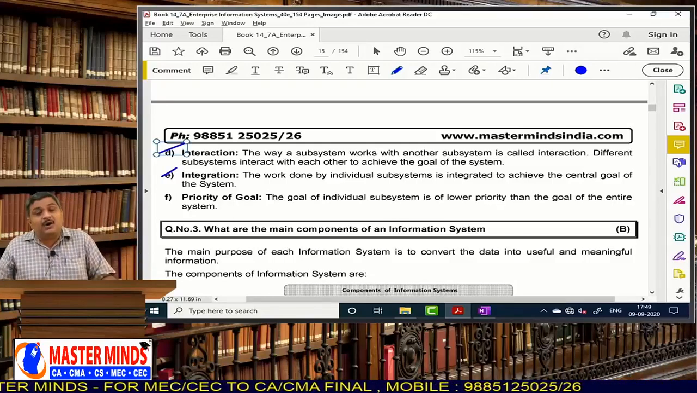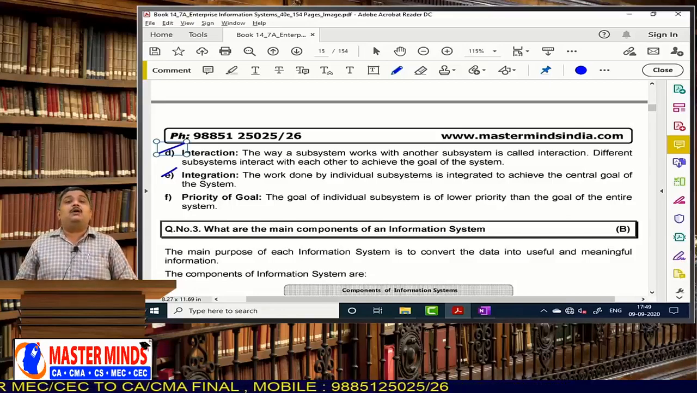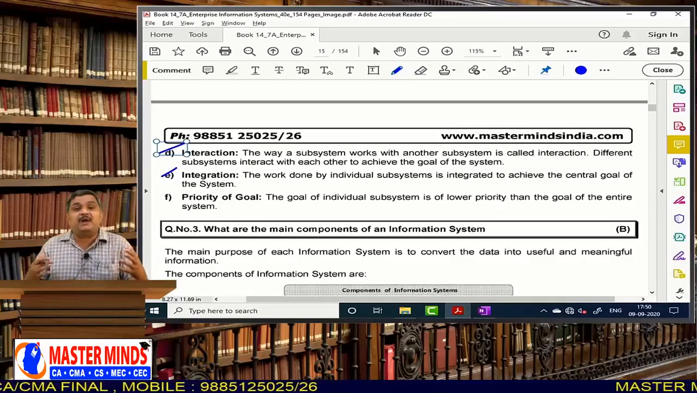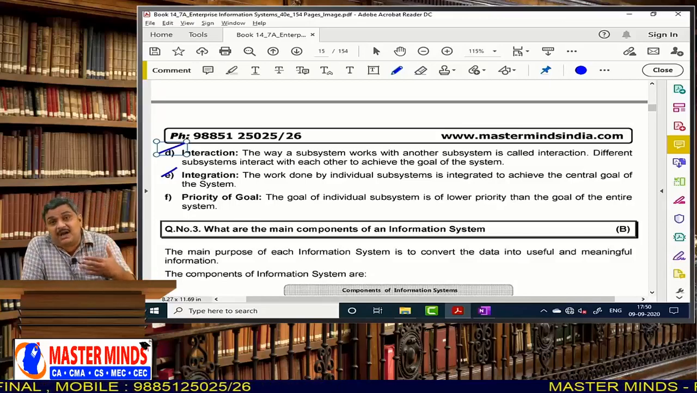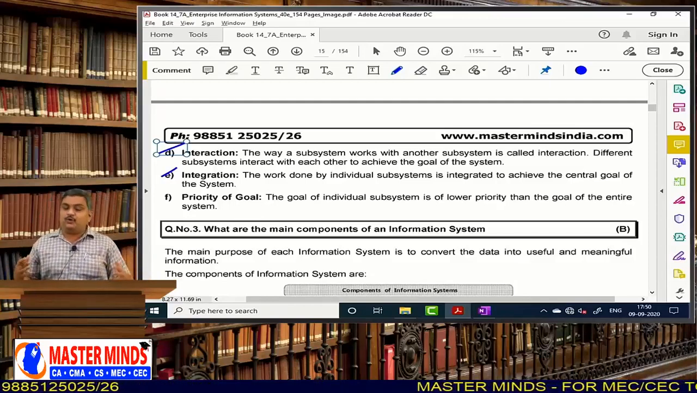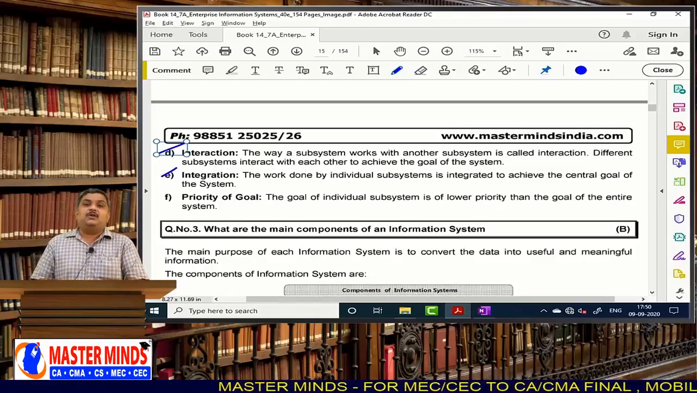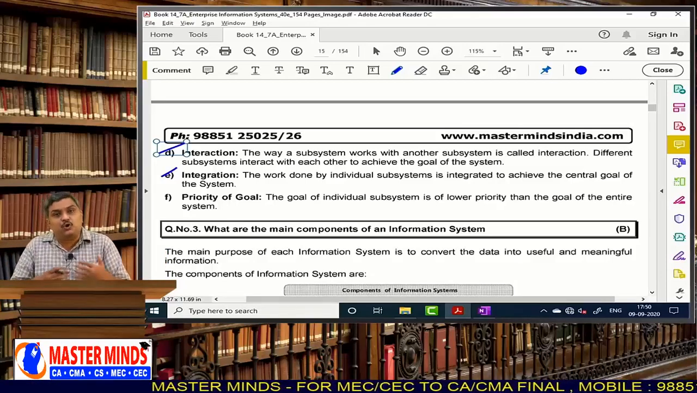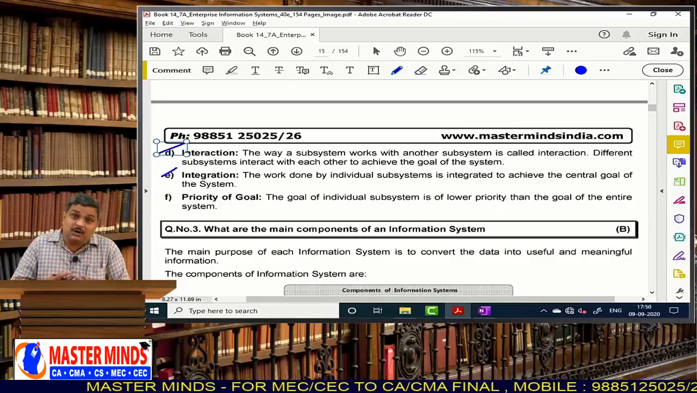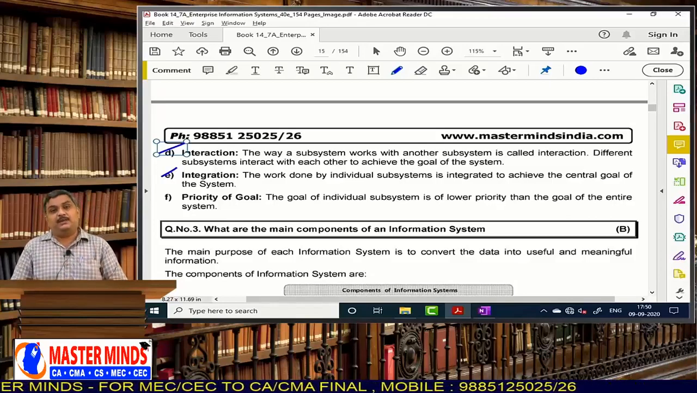In the same way, all the departments in an organization have to function by keeping in mind the overall goal of the organization. Next, priority of goal. Yes, the system goal is of higher priority than the subsystem goal. That means the finance department has its own goals, but what is the ultimate goal? The finance department has to look for the organizational goal. That is very, very important.